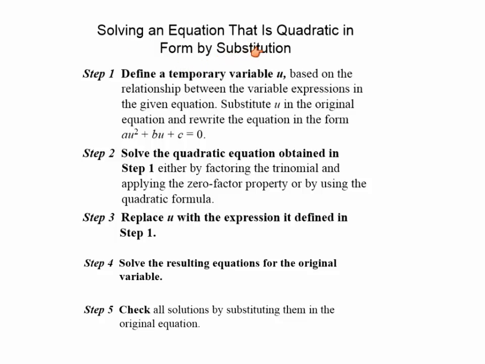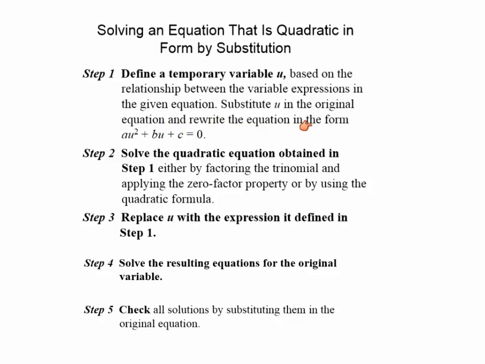Solving an equation that is quadratic in form by substitution method. Let's review the steps. Step number 1, define a temporary variable u, or you can call it anything you like, based on the relationship between the variable expressions in the given equation. So we want to make sure that these two terms here are square of one another when we make this kind of substitution.